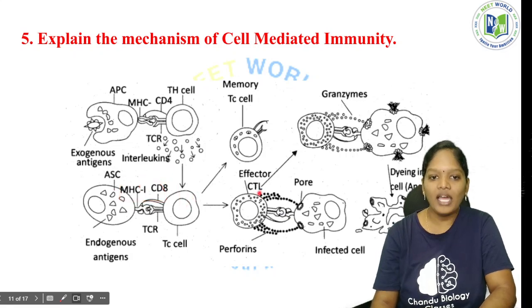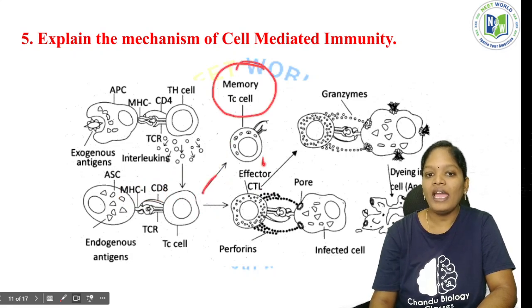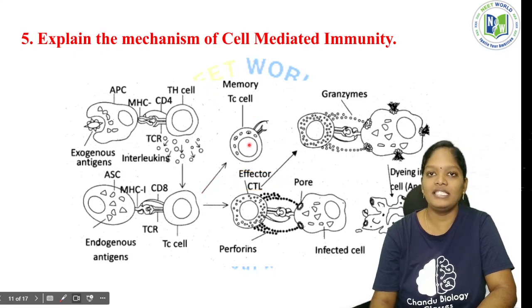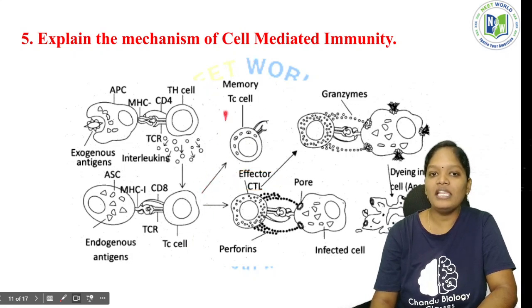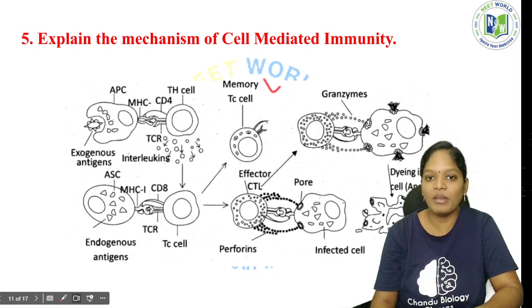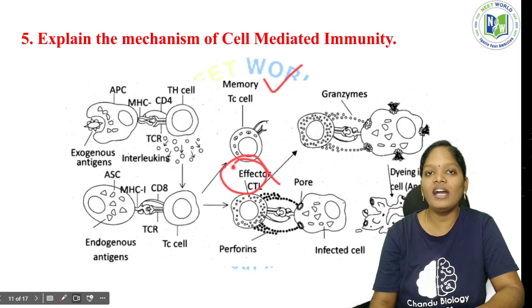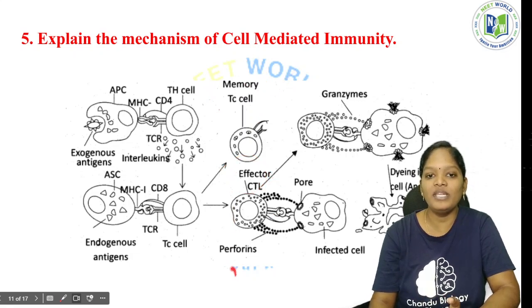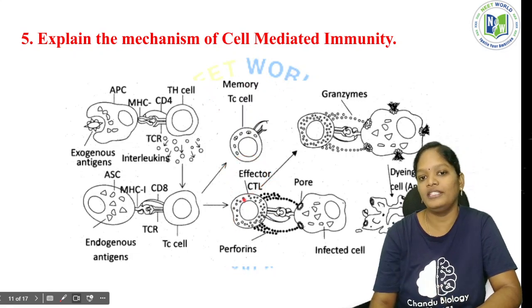Okay, now this TC cell also gives rise to a memory T cell and an effector cytotoxic T lymphocyte. This TC cell also differentiates into two different types of cells, just like the B cell: the memory T cell and the effector CTL, which means cytotoxic T lymphocyte.